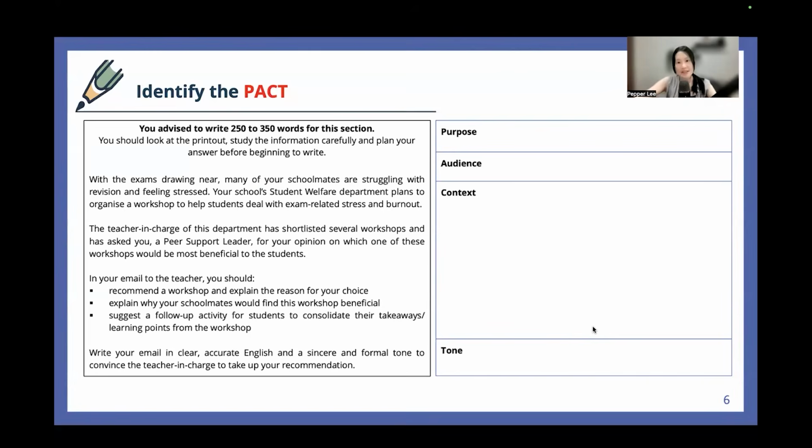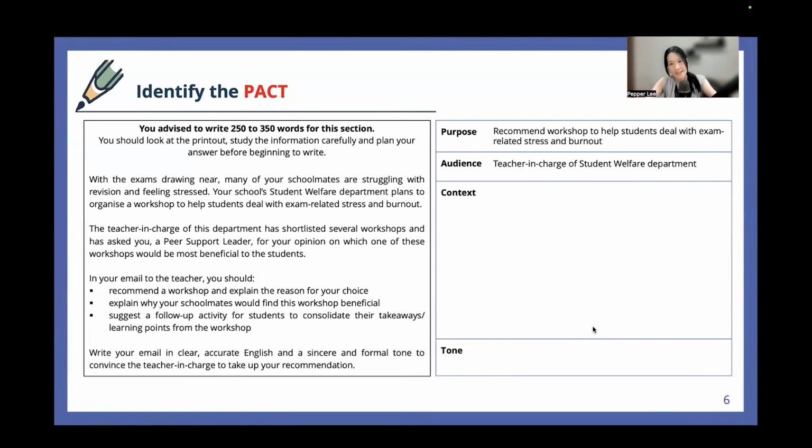Let's take a look at the PACT, shall we? My purpose is to recommend a workshop that will help students deal with the exam-related stress and burnout. My audience is the teacher in charge of my school's student welfare department. And the context? What about a context?